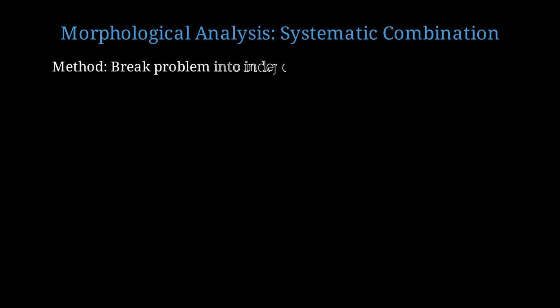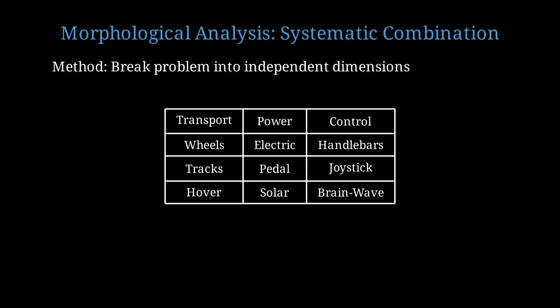Let's move to our second method, morphological analysis, also known as morphological matrices. This was developed by Fritz Zwicky, an astrophysicist in the 1940s. Morphological analysis works by breaking a problem into independent dimensions or attributes, then systematically combining different values for each dimension. For example, designing a personal vehicle. You might have dimensions like transport method, power source, and control mechanism.